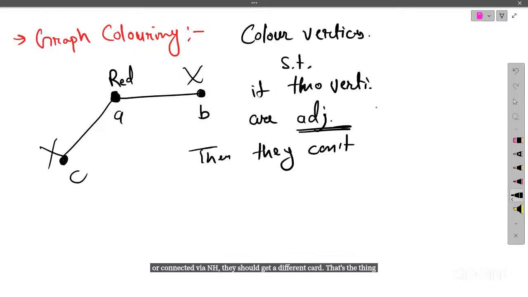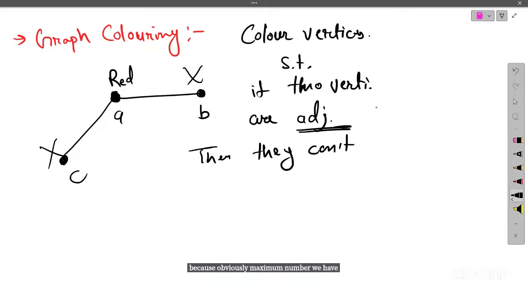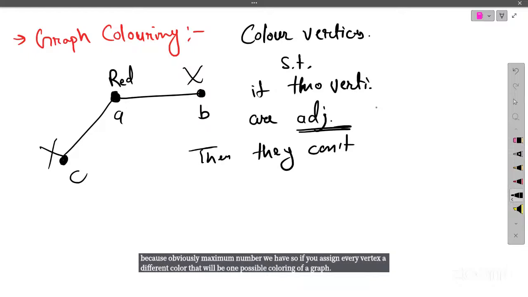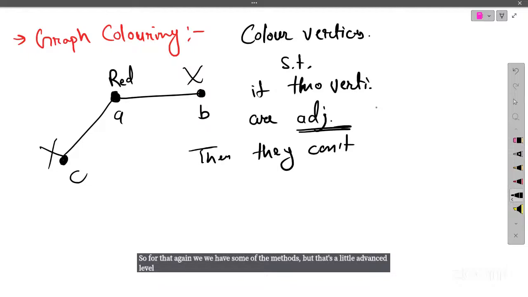Now our question is to find out the minimum number of colors we can use to color a graph, because obviously the maximum number we have: if you assign every vertex a different color, that will be one possible coloring of a graph. So we want the minimum number of colors to color a graph. For that we have some methods, but that's a little advanced, so here we just have to go via our intuition.